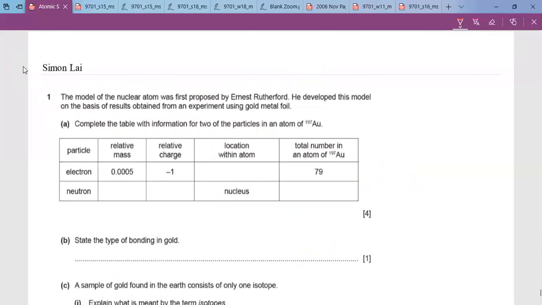Never mind. Because you know that in your data booklet, they provide you with the mass of electron and things like that. But you should know in Form 5 you actually memorize it.